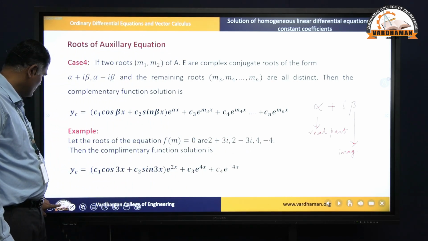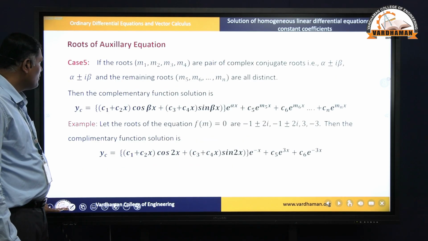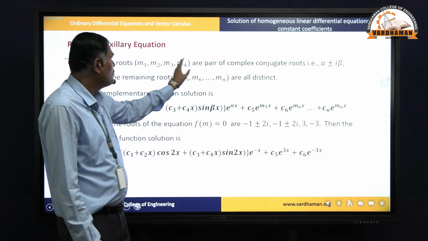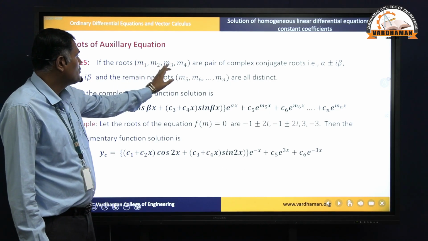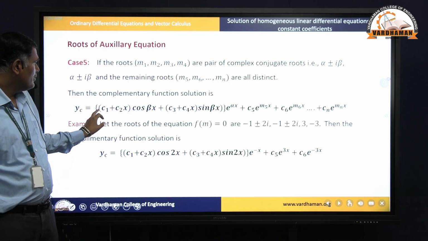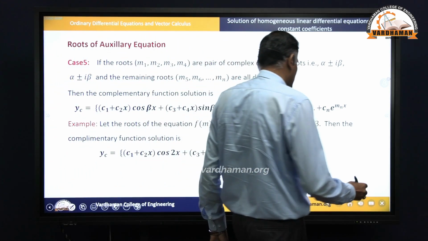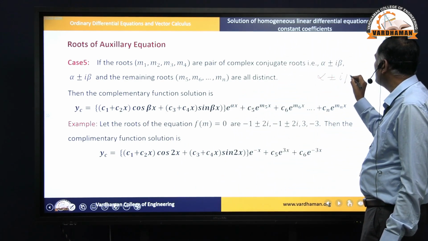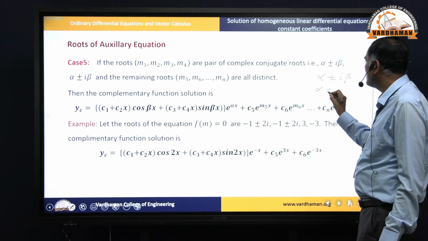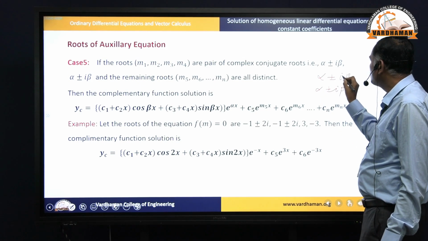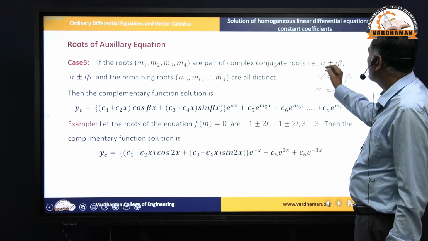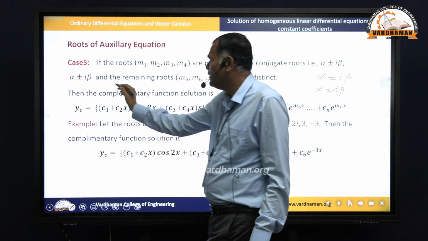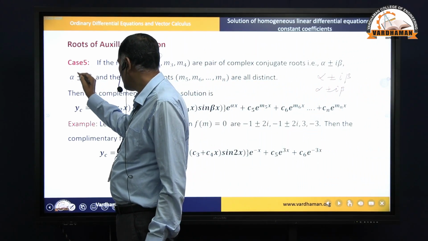Now let us discuss when roots are repeating, that is, when complex roots are repeating. For example, here, let us say alpha plus or minus i beta, I am taking twice, let us say. This root is repeating twice like this. Here alpha plus or minus i beta we have taken. Here also we have taken alpha plus or minus i beta.